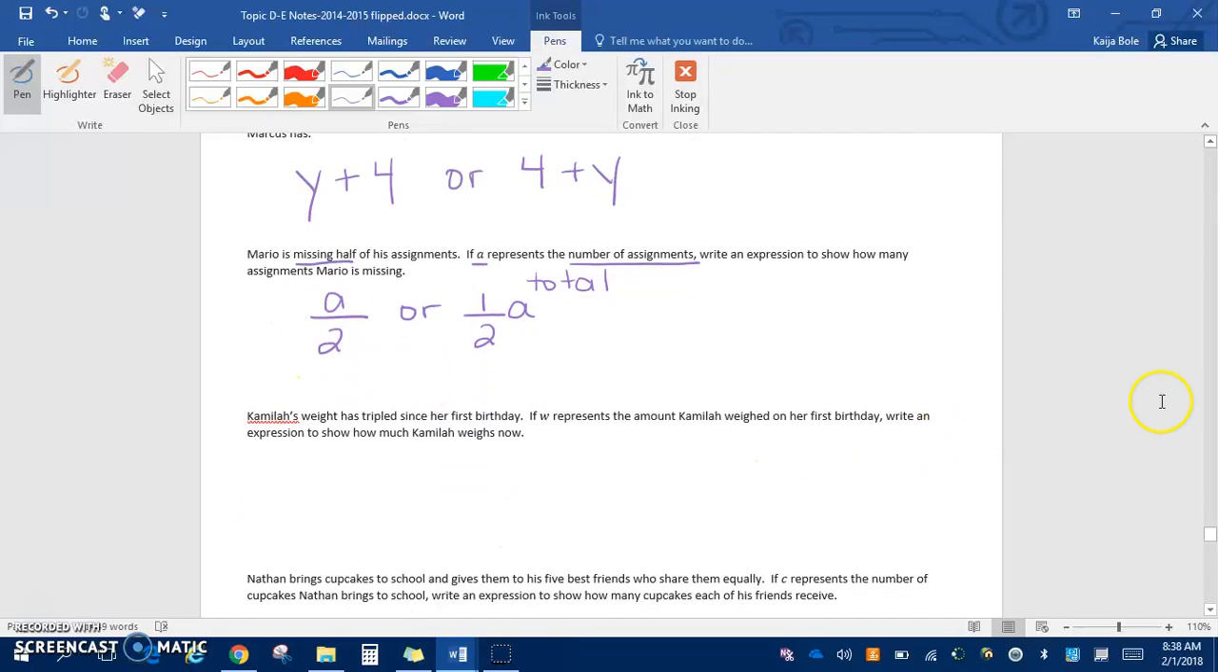The next one says, Kamila's weight has tripled since her first birthday. If W represents the amount Kamila weighed on her first birthday, write an expression to show how much Kamila weighs now. So again, if we go back and read it, her weight has tripled since her first birthday. And if W represents the amount Kamila weighed on her first birthday, we want the expression for how much she weighs now. So remember, tripled, that's multiplication, so it would just be 3 times W. And that's really the only way we can write that one.